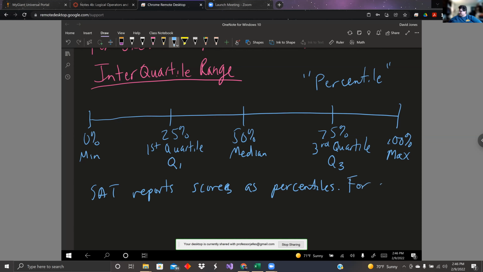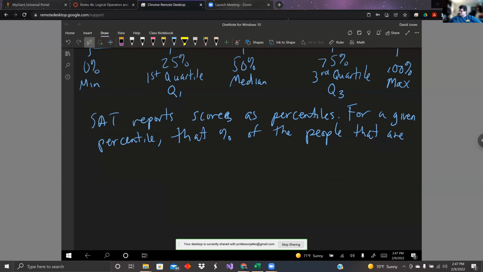For a given percentile, that percentage of the people that are in the same category have a lower score, have a lower value. That's just the general meaning of percentiles.